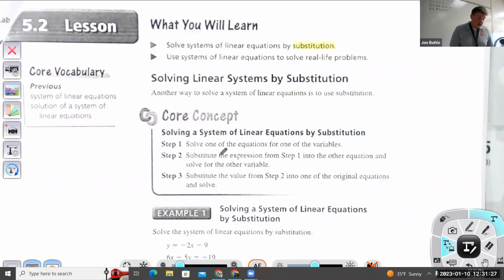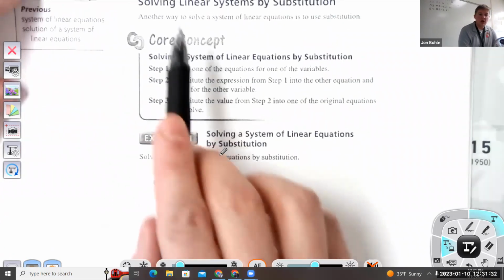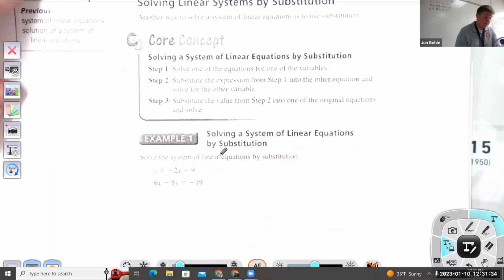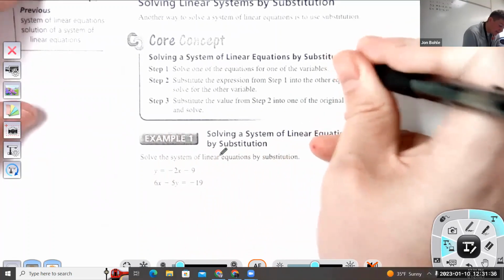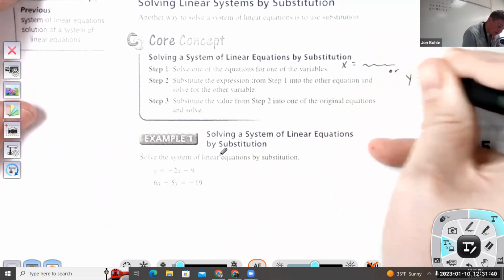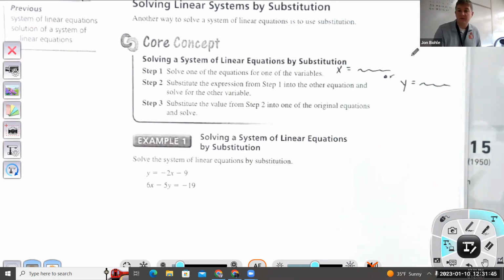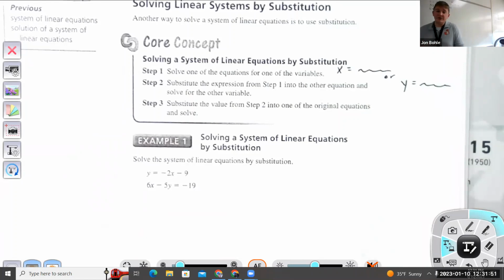In general, using the substitution method, you want to solve one of the equations for one of the variables, meaning it's in the form x equals something or y equals something. You want the x or the y all by itself. Because once you know what x is equal to, or what y is equal to, you can replace that in the other equation to actually solve for their literal values.